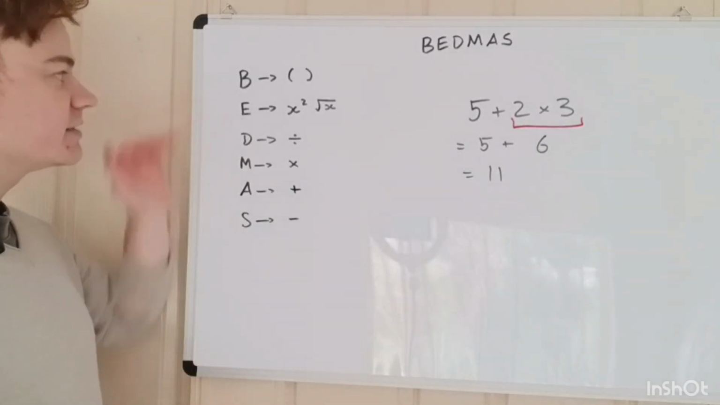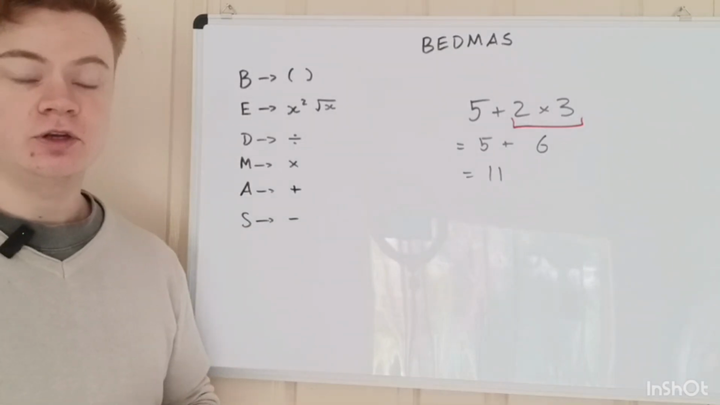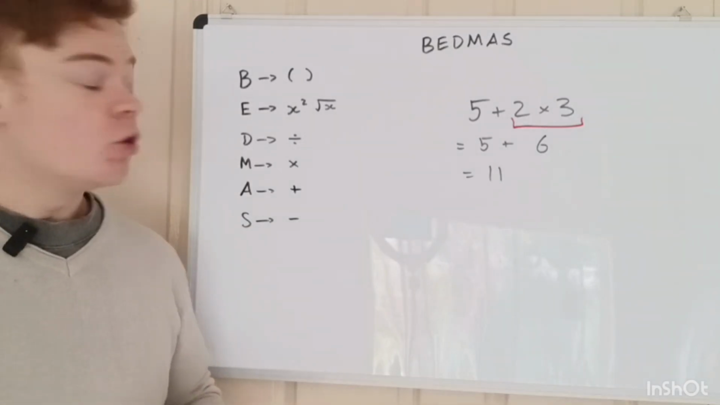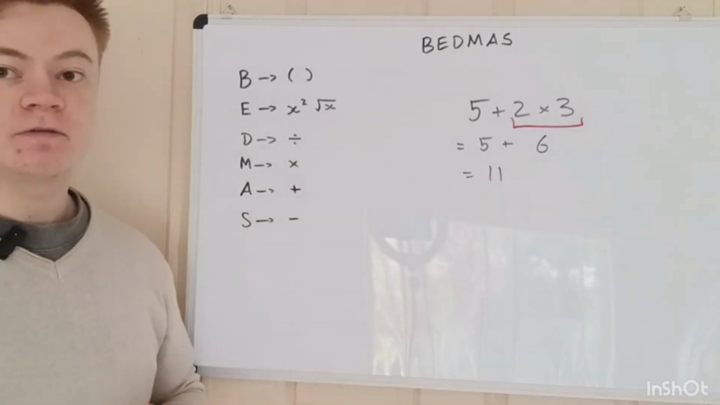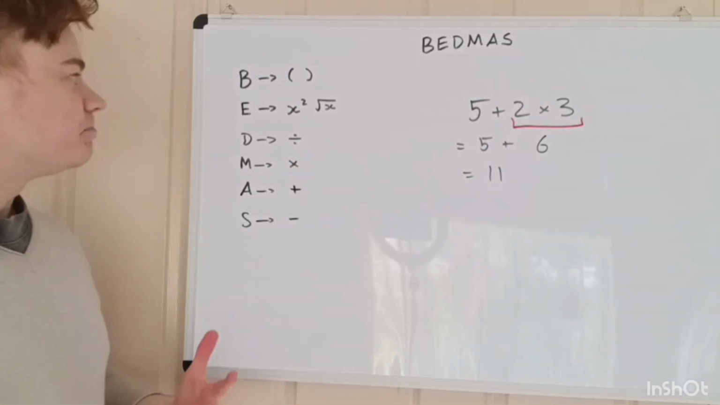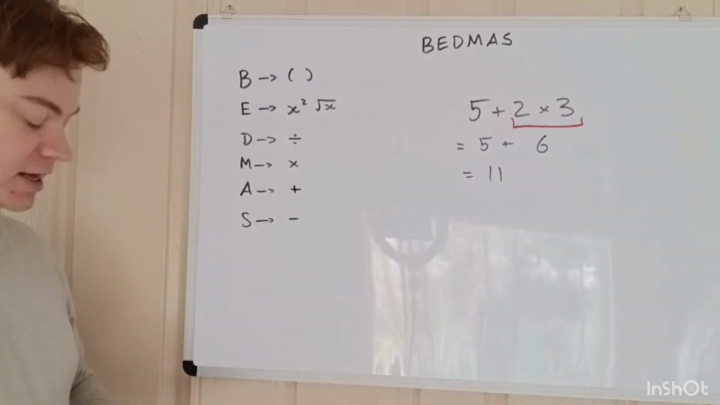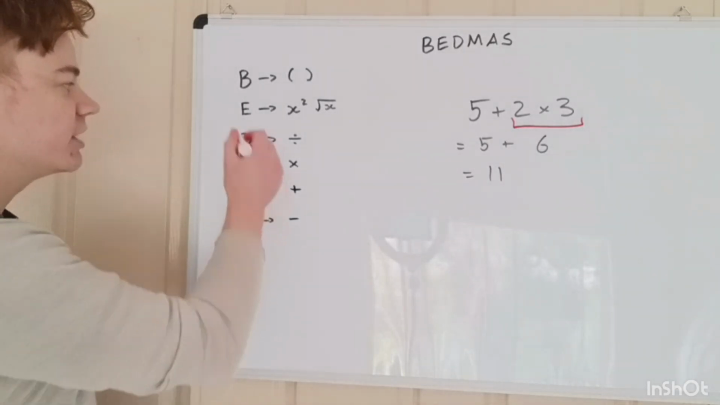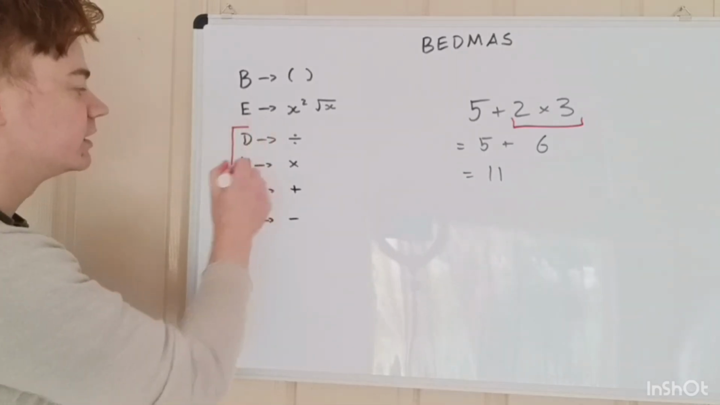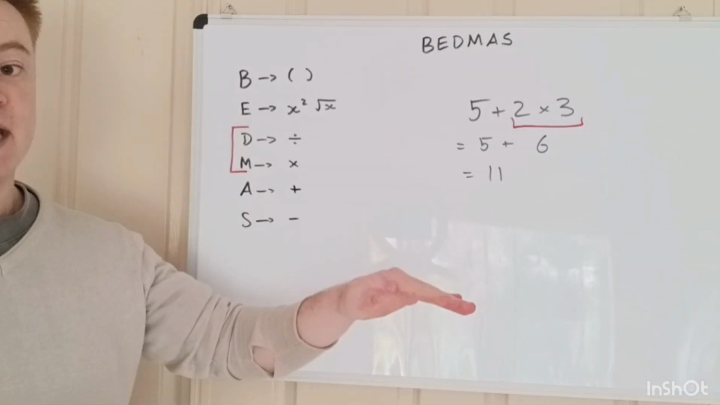The E stands for exponents. So this is stuff like 2 squared, 2 cubed, 9 squared, or square root. So square root of 81, square root of 16, etc., etc. You always do exponents after brackets. Now, division and multiplication are actually tied for priority. So you do division and then multiplication next.